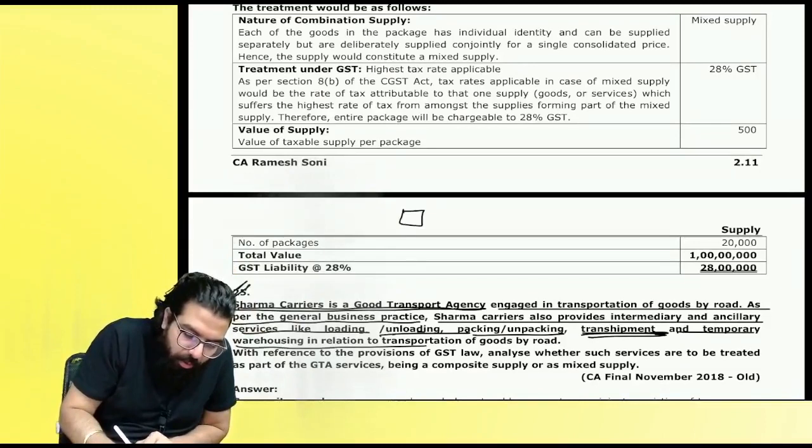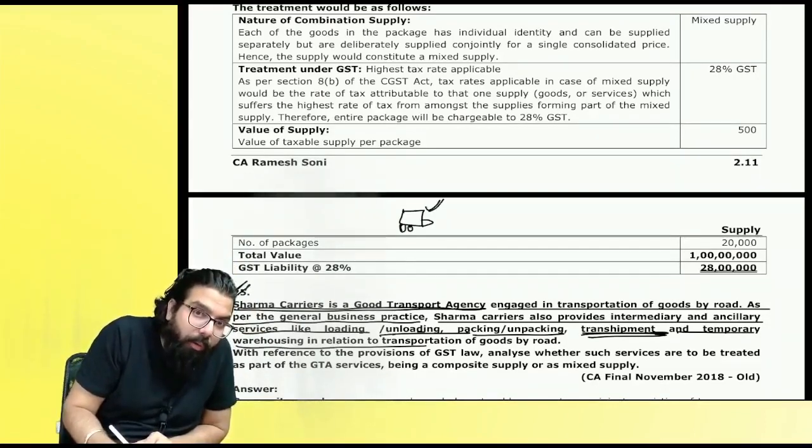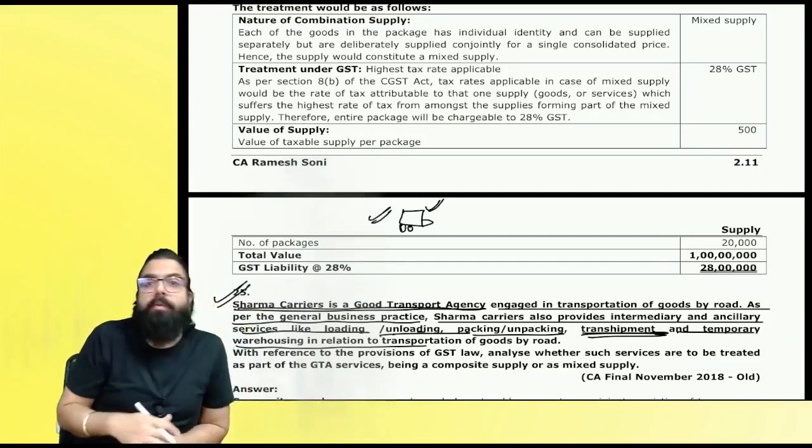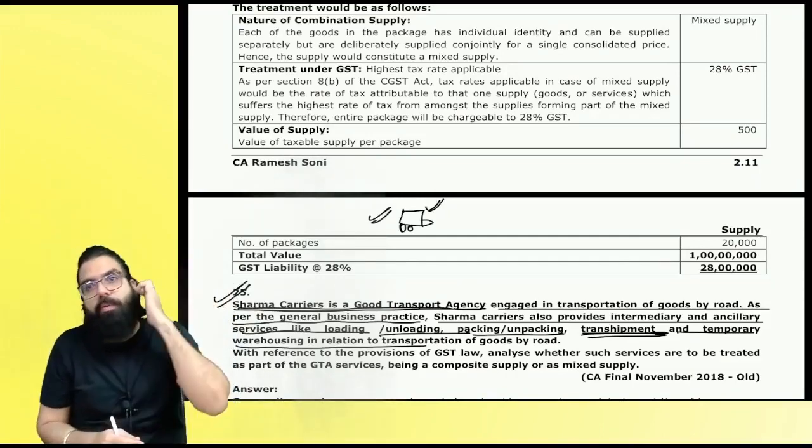Then, temporary warehousing. It happened that your goods went from here, and your truck is going to start from tomorrow, so they kept the goods for 2 days in the godown. They can keep the goods in the godown also for 2 days.